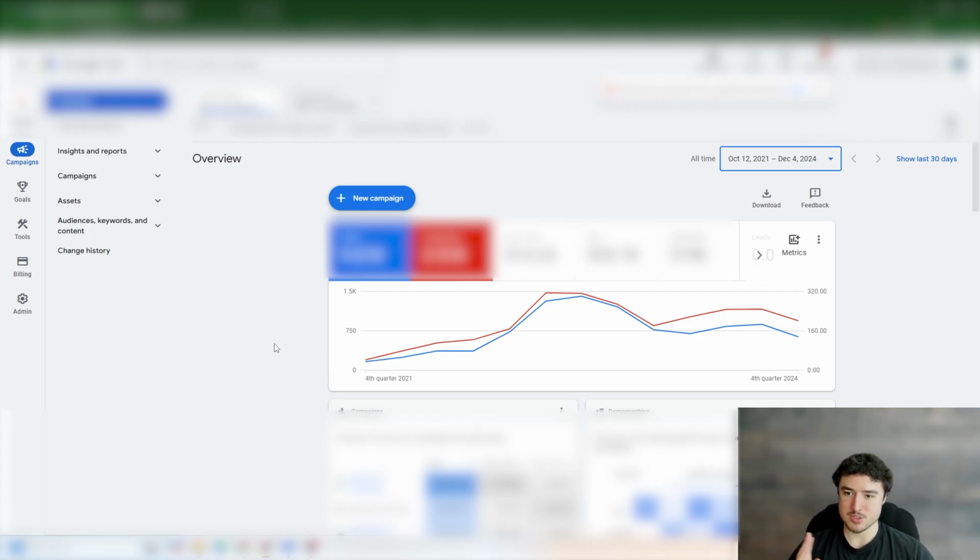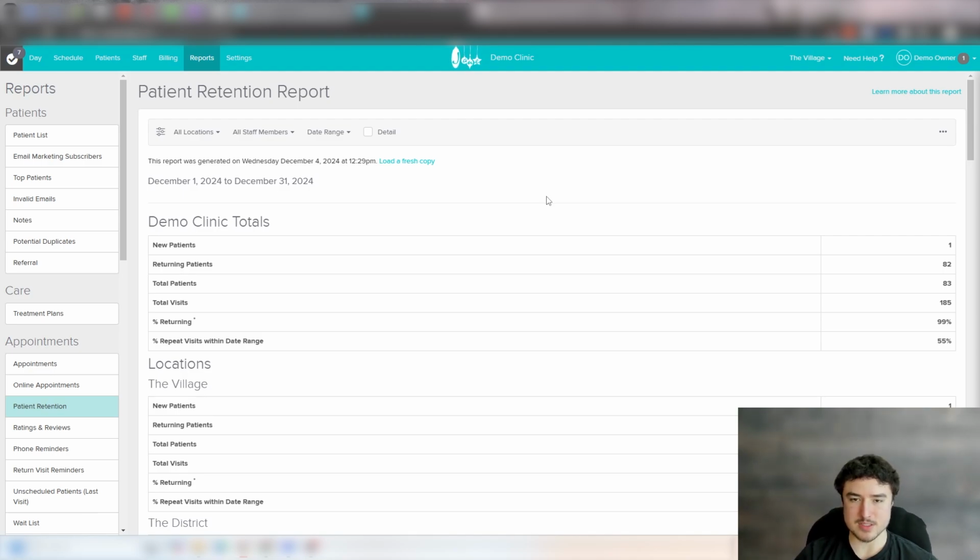Then you're going to jump in your EHR. As an example, in JNAP, this is the EHR that most of my clients use. This is just the demo clinic, but you can see here we have new patients and returning patients. And so you would just go back to whatever date range you first started Google Ads. I would go through the first couple of months and get a feel on average of how many patients you're seeing, both returning and new.